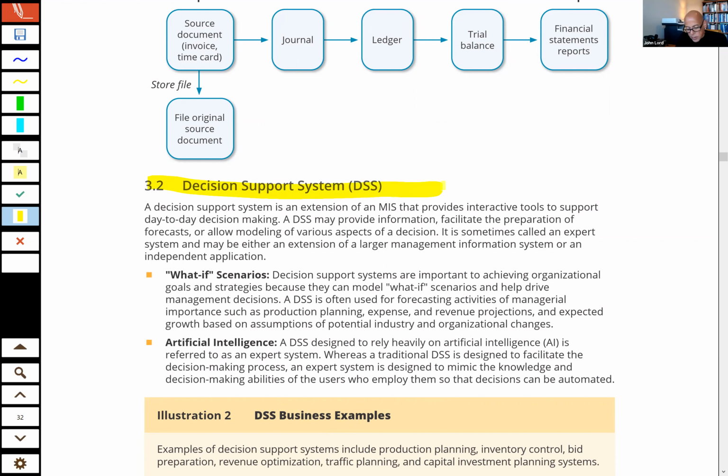Let's look at the decision support system. A decision support system is an extension of the management information system. Remember, we have 3 components. And it assists in day-to-day decision making. It can help us with what-if scenarios. It's important to achieve organizational goals and strategies because we can model. These systems are designed to rely heavily on artificial intelligence, referred to as an expert system.